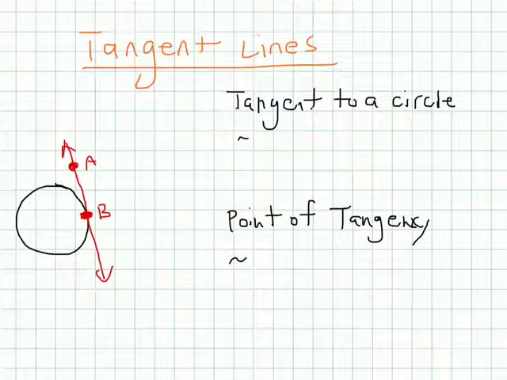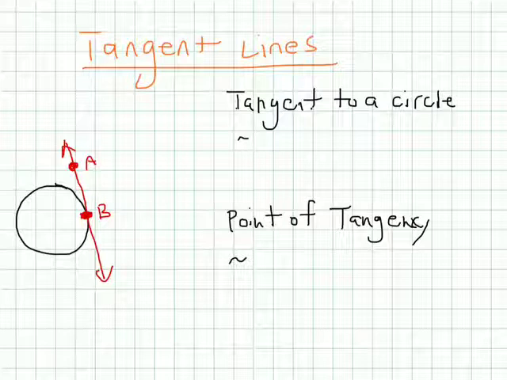All right, welcome to Geometry 8-1. We're learning about tangent lines and circles. And the first thing we're going to do is fill in a definition here. What is a tangent to a circle? So a tangent to a circle is a line.